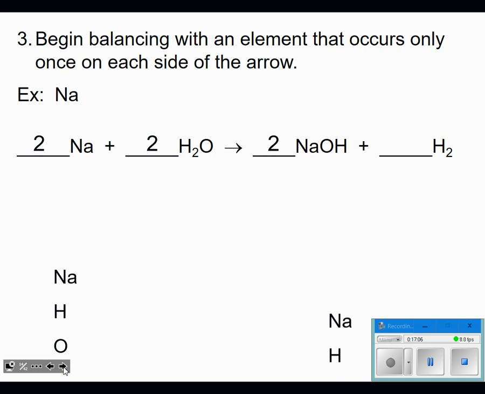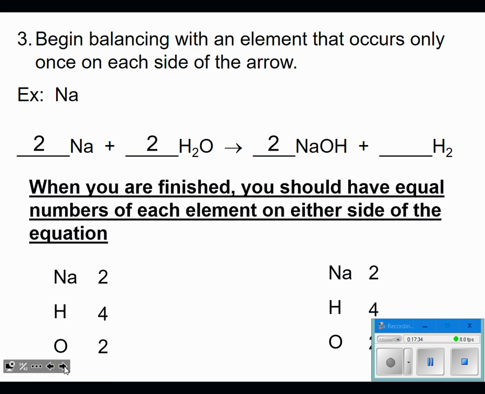So when we look at it, we have 2 Na's on both sides. We have 4 H's on the reactants and 2 on the 2 oxygens. Then we have 4 on the products for the hydrogen, and 2 for the oxygen. I do actually recommend that you make a list of these elements, and I'll show you that as we walk through. So when you're finished, you should have equal numbers of each element on each side of the equation. That's satisfying the law of conservation of mass.